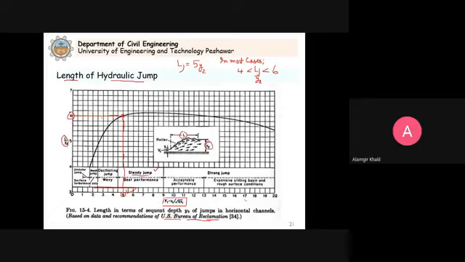Now you can see even in this graph that the length of the jump for the different types of hydraulic jump ranges between 4 and 6. That's why in your textbook it is written that in most cases Lj by Y2 is between 4 and 6. So you can see that your textbook is correct. Clear? In most of the cases it is between 4 and 6. So this is how we estimate the length of the hydraulic jump.